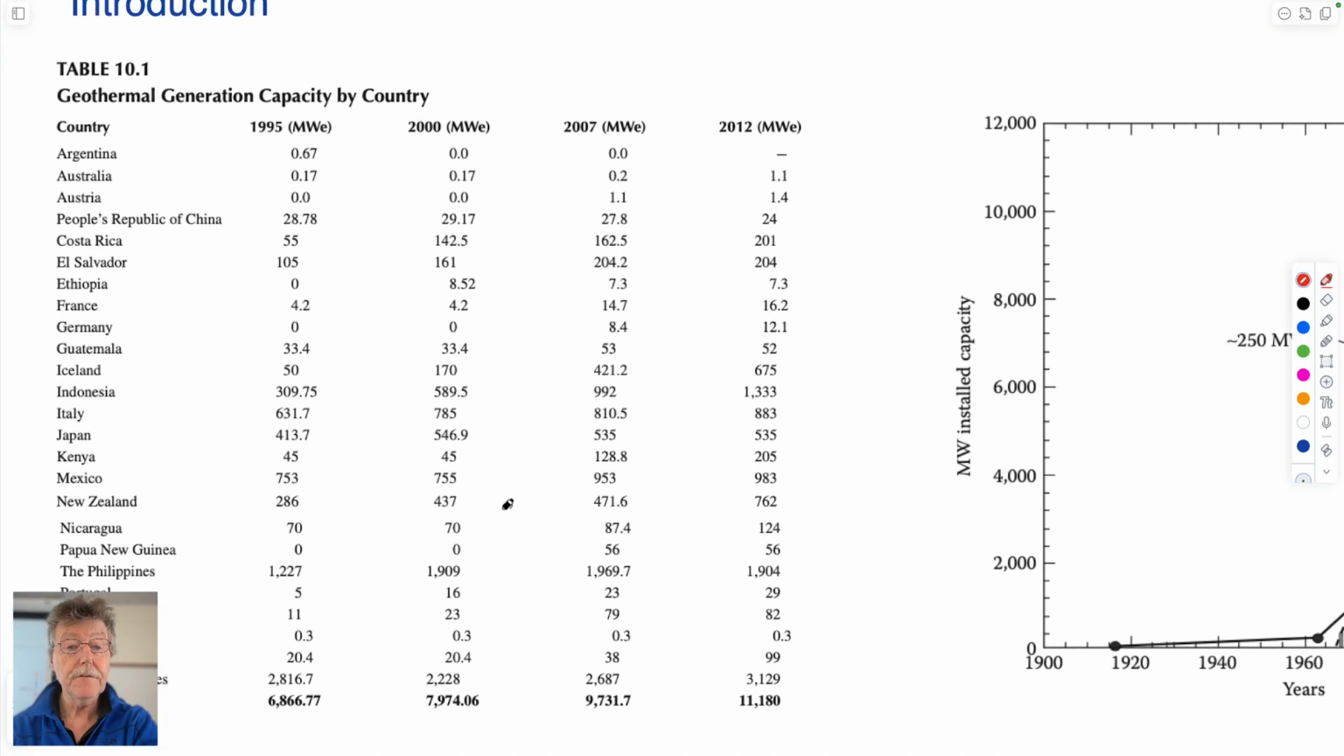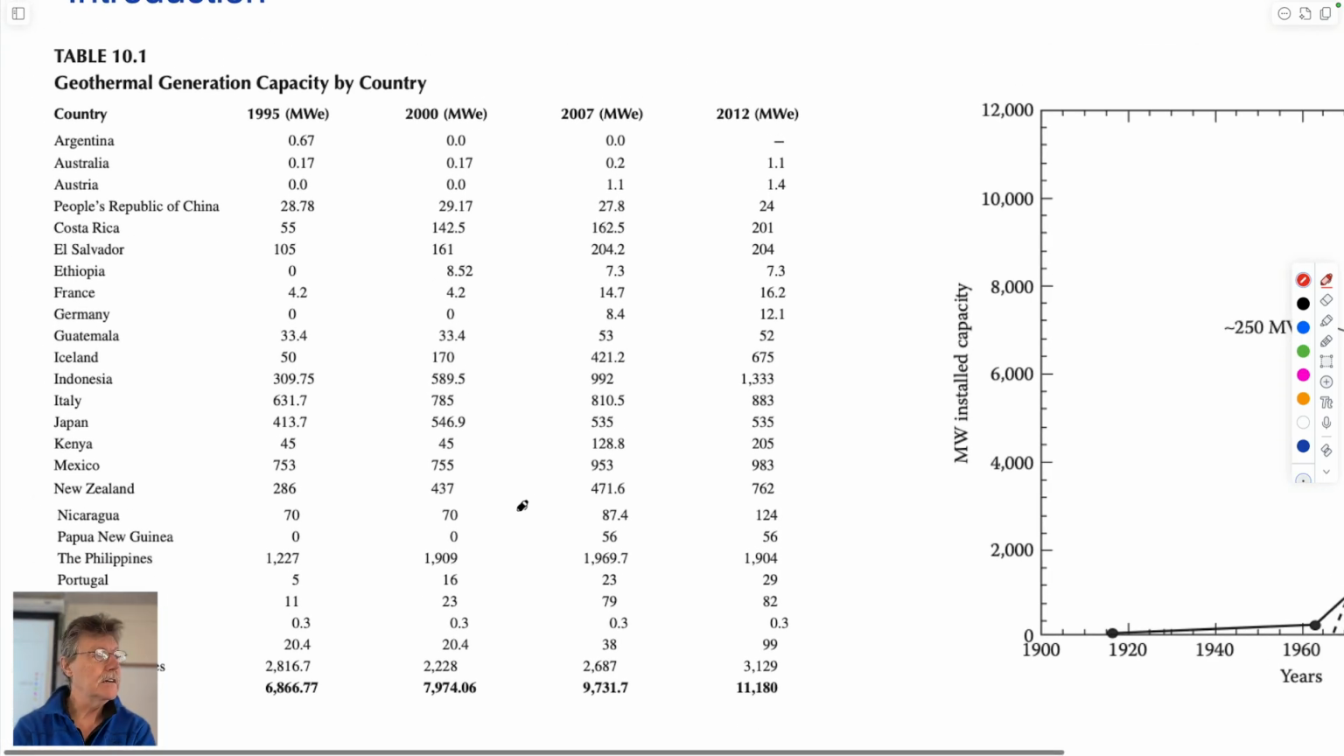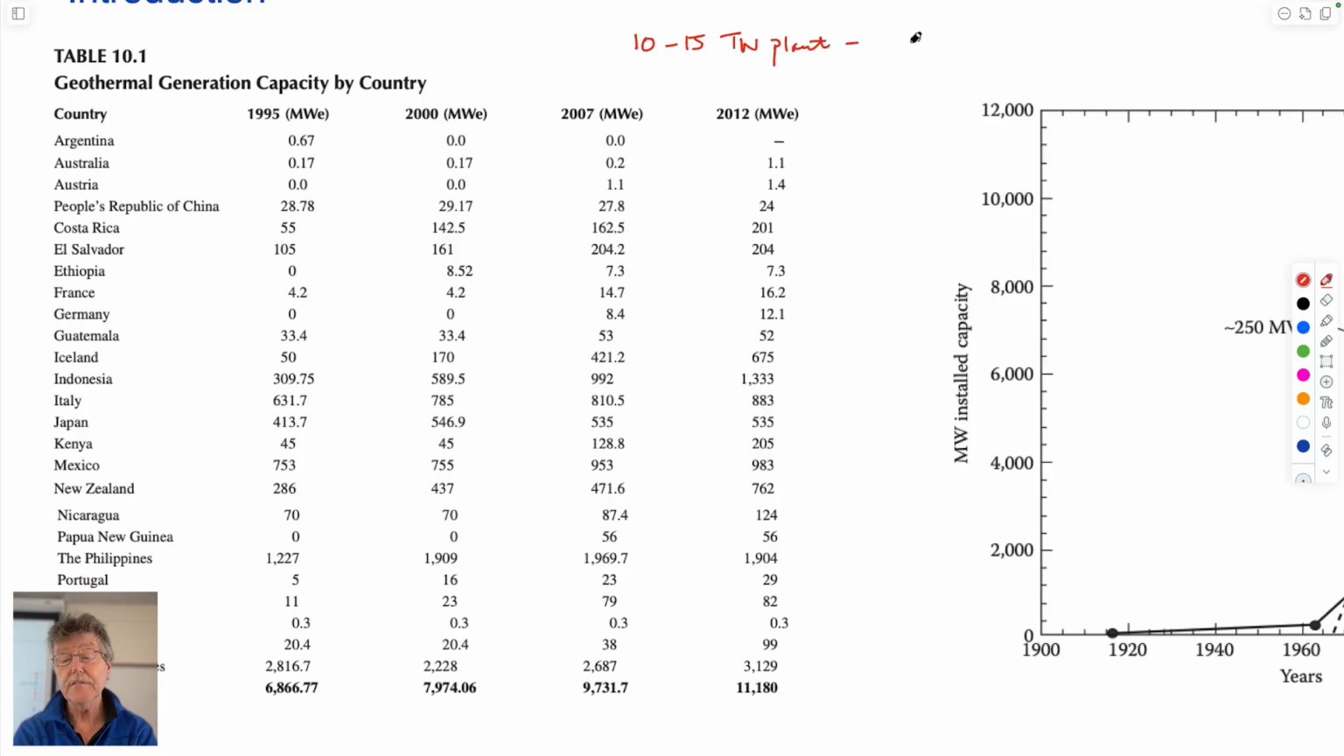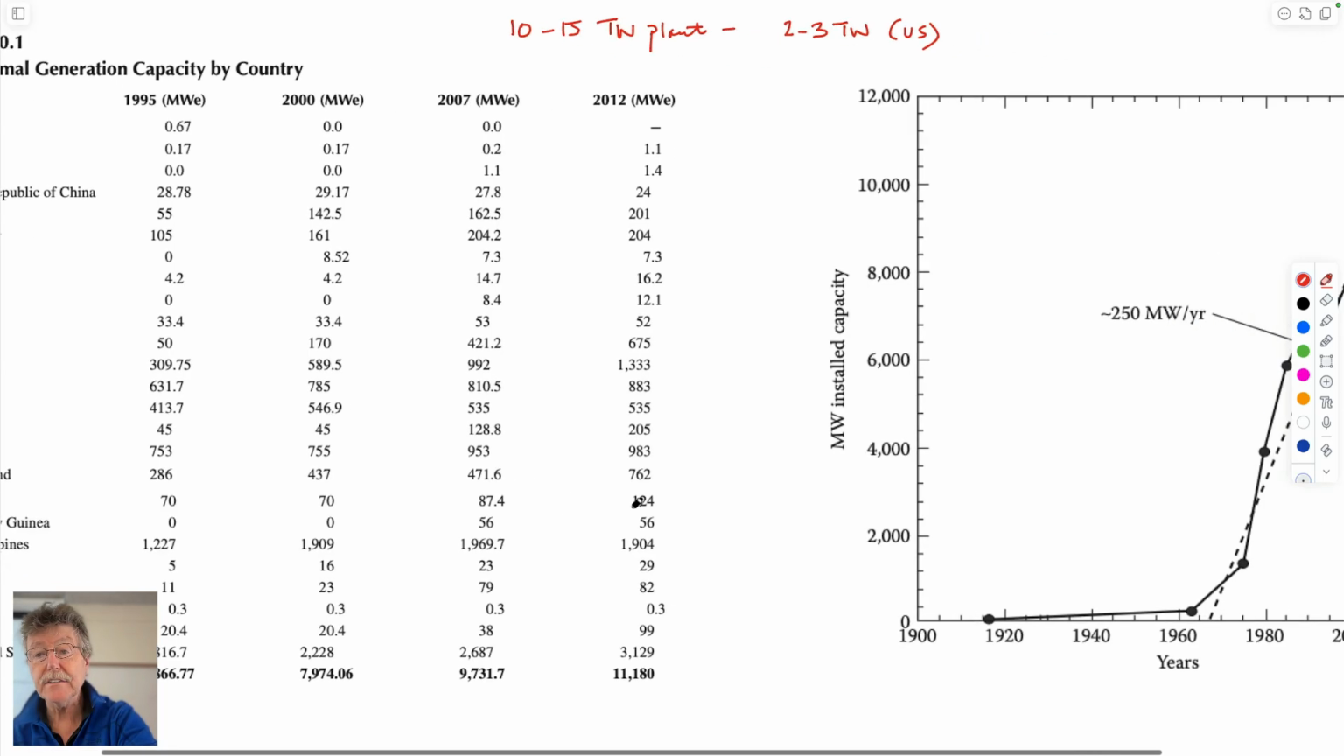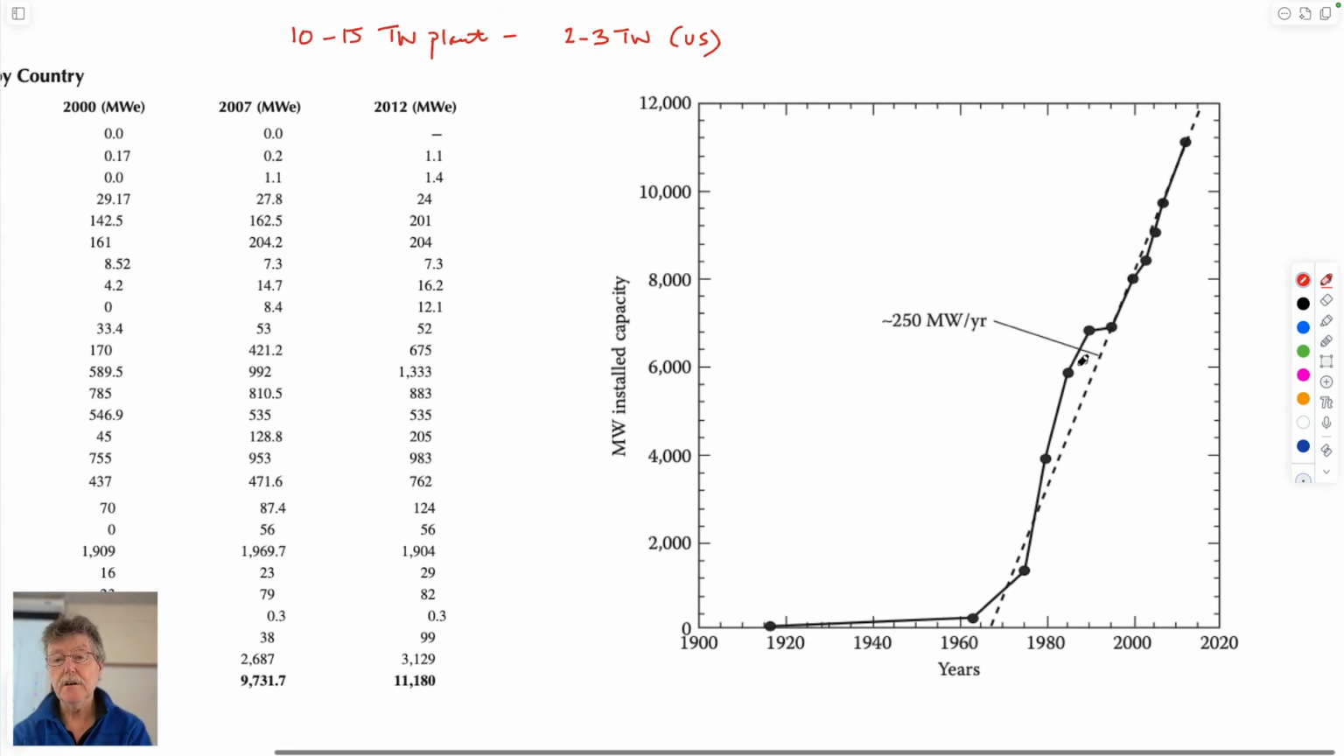So we started this class off talking about the global energy balance. I guess we live on a 10 to 15 terawatt planet. I'm guessing that the US uses about 20% of that, so that's 2 to 3 terawatts capacity in the US. And if you look at the sources of geothermal capacity, this also comes out of Glassey's book.